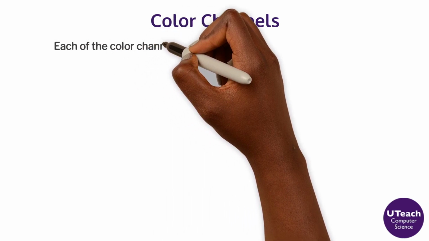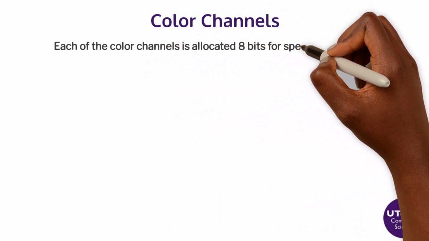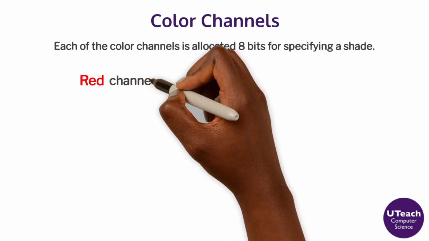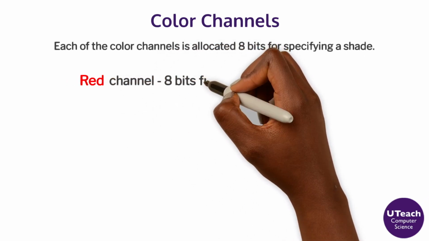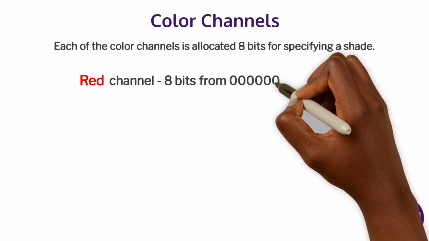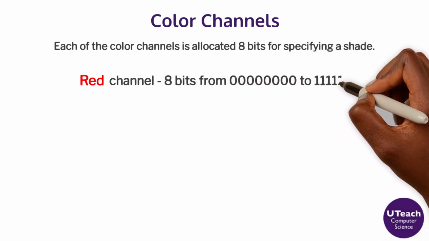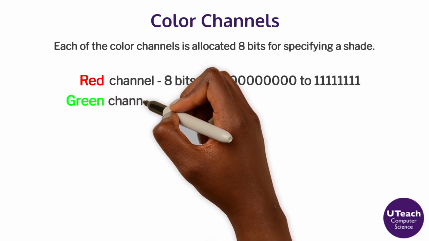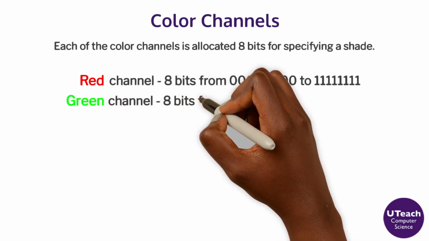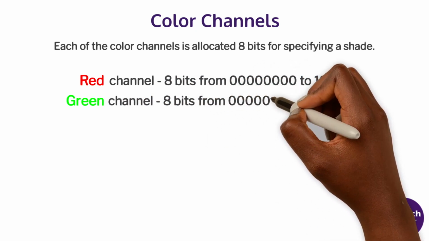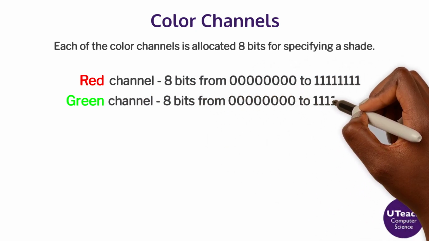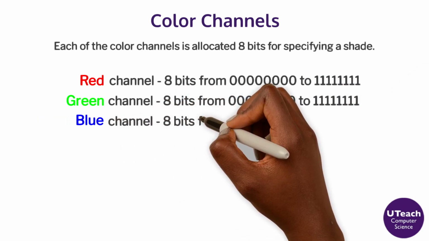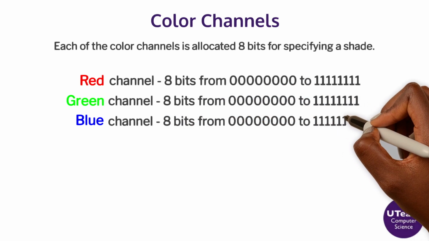Each of the color channels is allocated 8 bits for specifying a shade. The red channel has 8 bits from 0, 0, 0, 0, 0, 0, 0, 0 to 1, 1, 1, 1, 1, 1, 1, 1. The green channel has 8 bits from 0, 0, 0, 0, 0, 0, 0, 0 to 1, 1, 1, 1, 1, 1, 1, 1. And the blue channel has the same range of bit values.